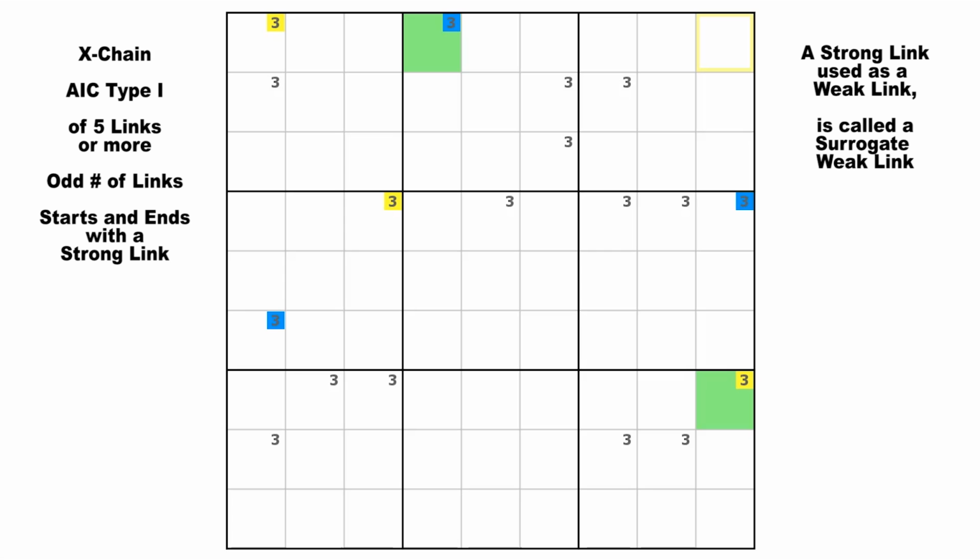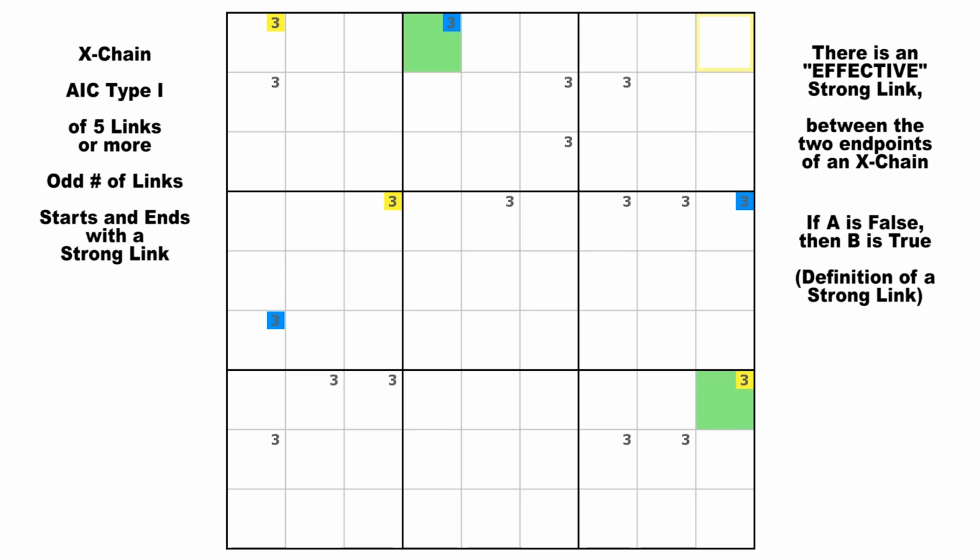The X chain must have and can only have an odd number of links, like 5, 7, 9, or 11 links. So the result of an X chain is that at least one of the endpoint candidates must be true because there is an effective strong link between them by virtue of the chain of inferences, even though they do not see each other. If either one of them is false, then the other one must be true. If A is false, then B is true. This, of course, means that any other same-digit candidate that can see both ends of the chain must be false.